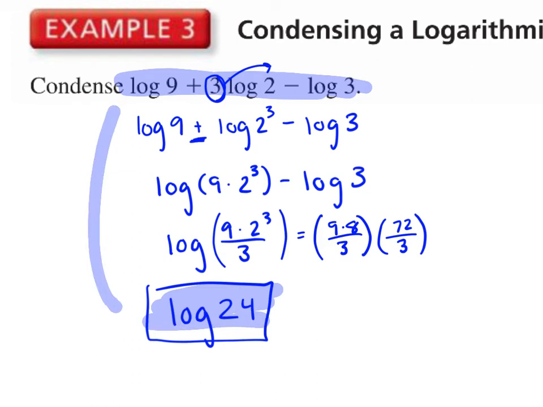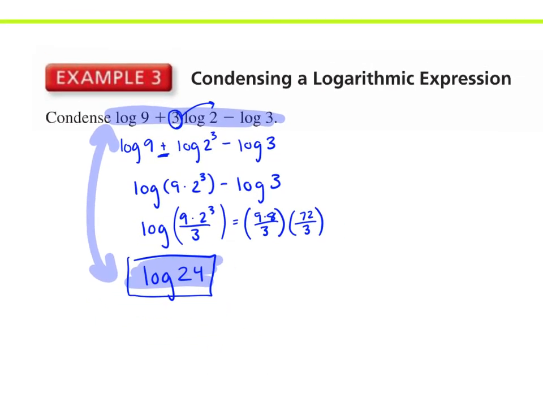And these two things are equivalent. They're the same thing. All we did was condense it to 1. So anytime it says condense a logarithm, you're condensing it just to have one log. So it's only going to have that one word, log. All right. Any questions on this one?